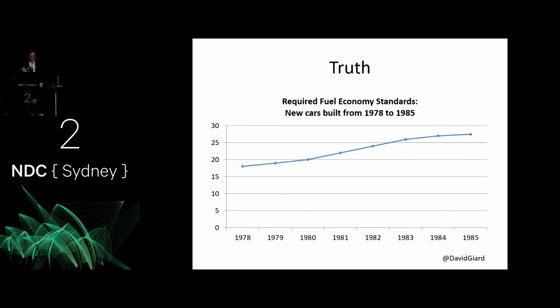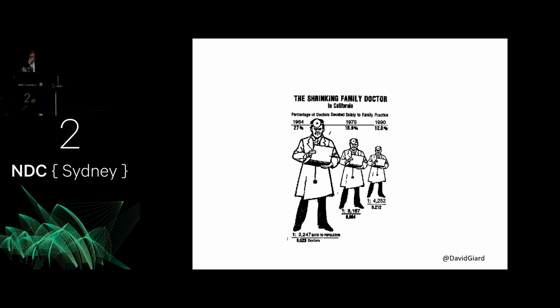Here's what the truth looks like. Yeah, it went up, but not nearly at the rate that picture showed. All right, here's another one that's wrong for a different reason. This is showing the decreasing number of family practitioners in the U.S. or in California from 1964 to 1990.